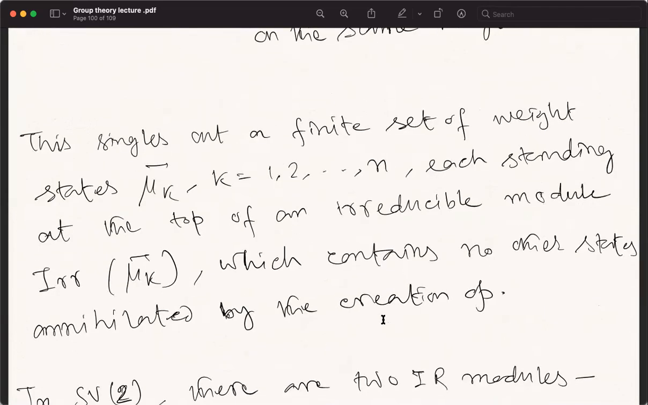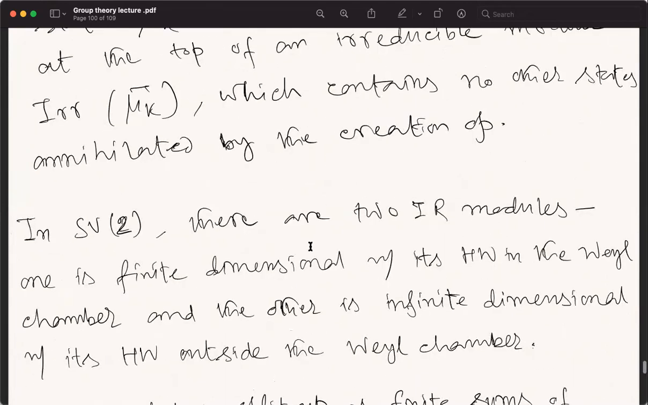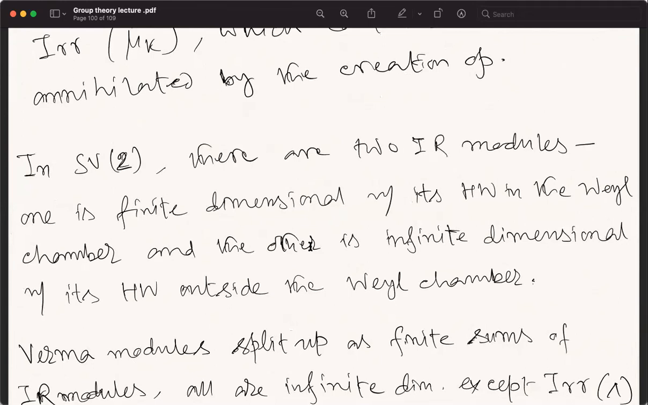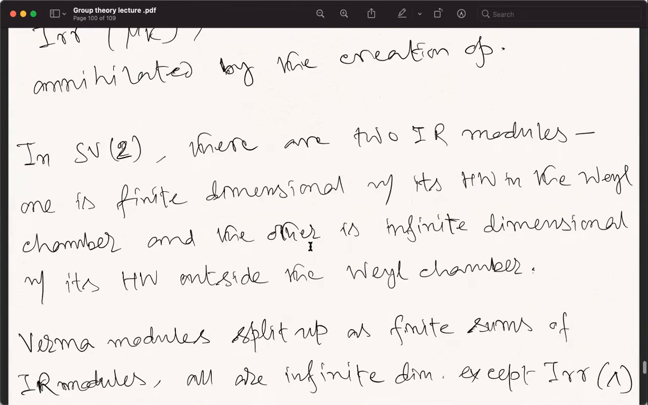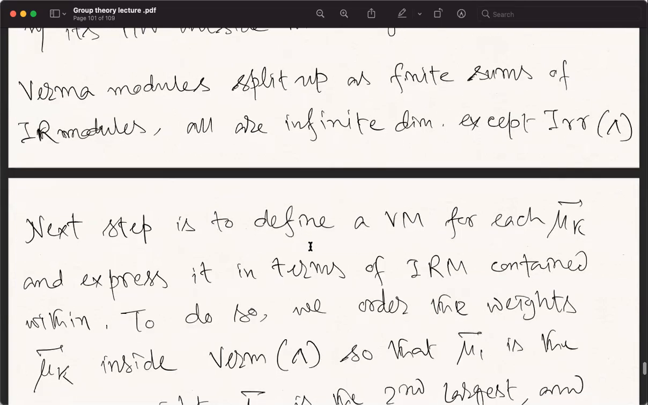Now this singles out a finite set of weight states mu k, where k runs from 1 to n, each standing at the top of an irreducible module, irreducible mu k, which contains no other states annihilated by the creation operator. Okay. So in SU2, there are two irreducible modules. One is finite dimensional with its highest weight in the Weyl chamber, and the other is infinite dimensional with its highest weight outside the Weyl chamber. Right? So Verma modules split up as finite sums of irreducible modules, all of which are infinite dimensional except irreducible lambda.